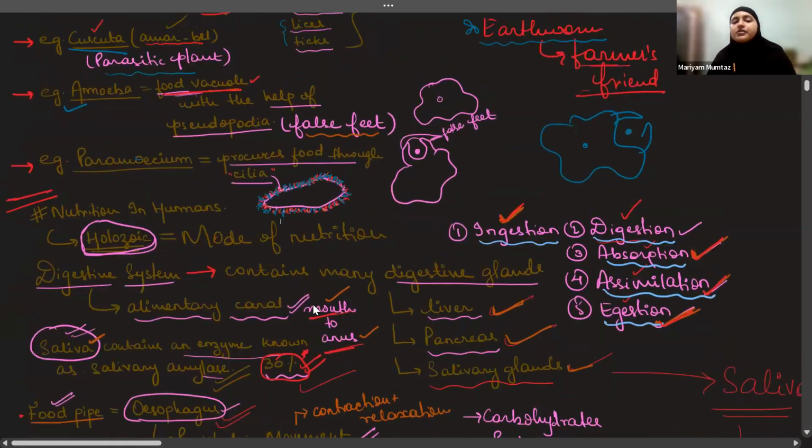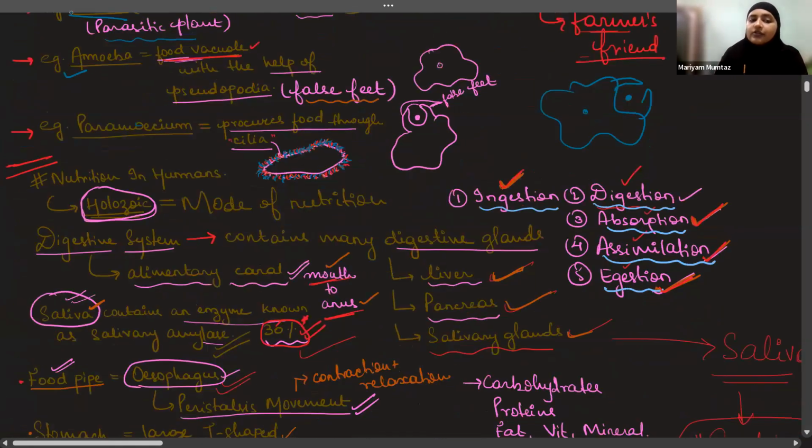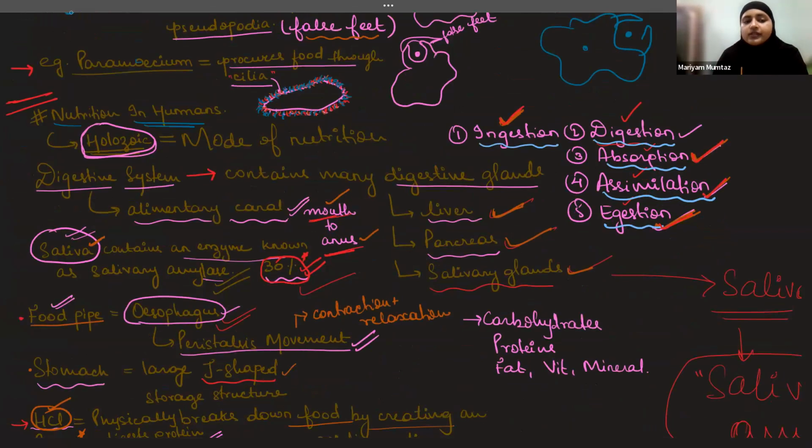Okay, so these are the heterotrophic modes of nutrition. Now we'll discuss nutrition in the case of humans, the things that we can relate to. Our nutrition is known as the holozoic mode of nutrition. Why is it holozoic? Because we take in the food as a whole, and then we digest it in our body and get the energy from it. This type of nutrition is the holozoic mode of nutrition.